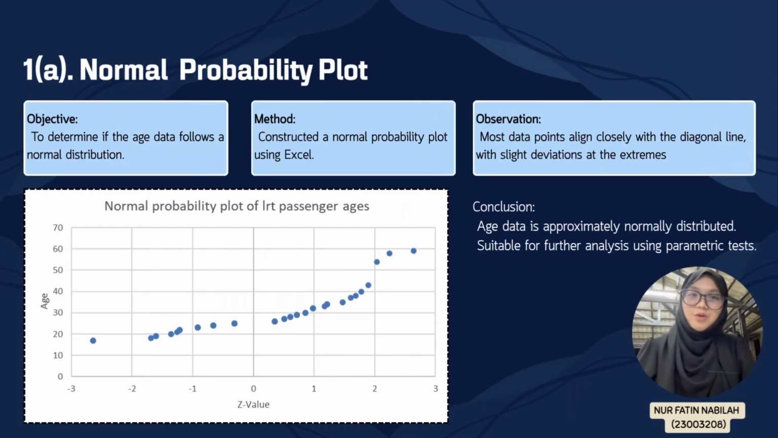Assalamualaikum and good morning everyone. My name is Nurfati Nabila. Now I would like to present my findings for question number 1, which explores the age distribution of LRT passengers based on the survey data.